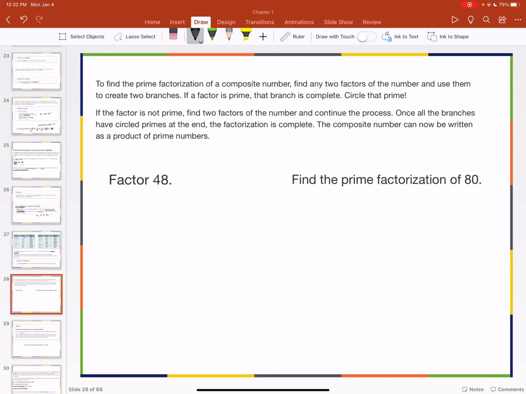So let's go ahead and do some. To find the prime factorization of a composite number, we find 2 factors of the number and use them to create 2 branches. If a factor is prime, the branch is complete. And if it's not prime, you keep going. So let's go ahead and do that.